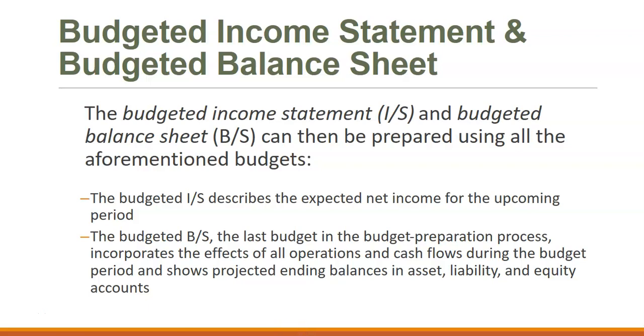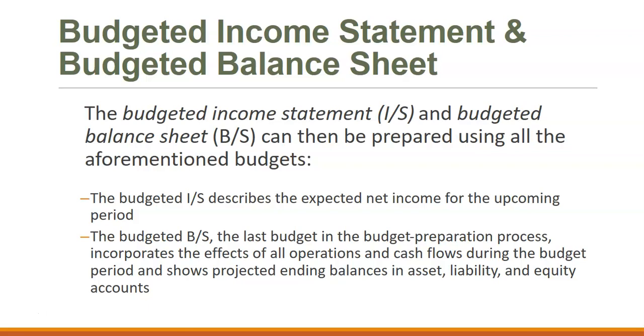Once we have created all of our individual budgets, we can create a budgeted income statement and a budgeted balance sheet using our previous budgets. So our income statement will tell us what our budgeted sales are minus our planned expenses. And the budgeted balance sheet, which is the very last budget in the budget preparation process, shows us the effects of all operations and cash flows on our assets, liability, and equity accounts.